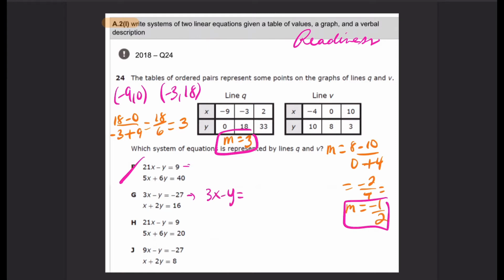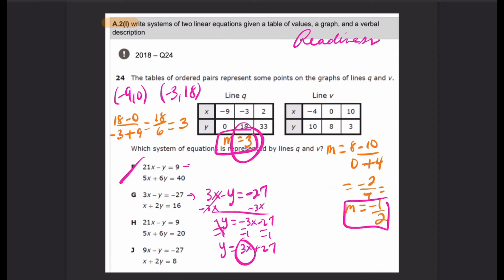I'm going to try this one first. 3x minus y is equal to negative 27. Subtract 3x on both sides. Bring everything down. Divide by -1. And y is equal to 3x plus 27. The slope matches. Let me check my second equation. This equation is good.